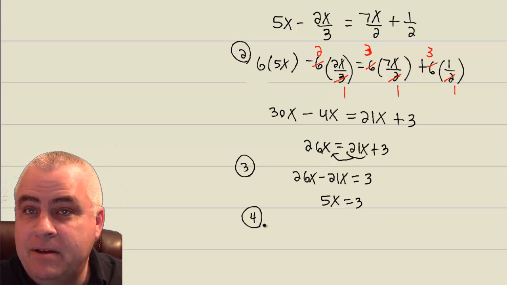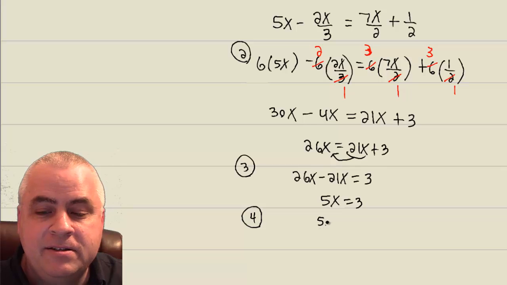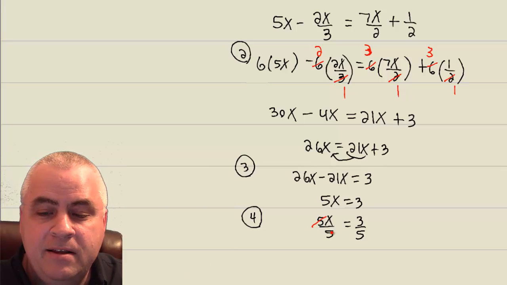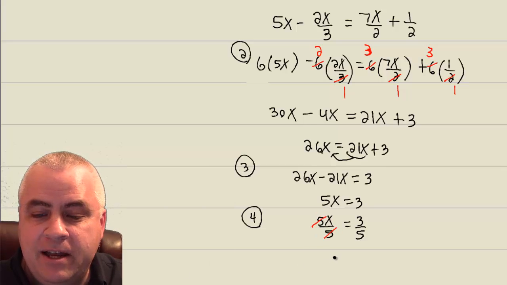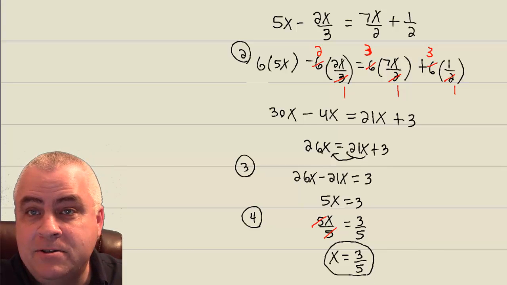And our last step, step 4. Divide both sides by the number in front of our x. Well, the number in front of our x is a 5, so we'll divide both sides by 5. When we do that, those 5's cancel and leaves us our x. And then we're left with 3/5. It doesn't reduce at all. And that would be our answer.